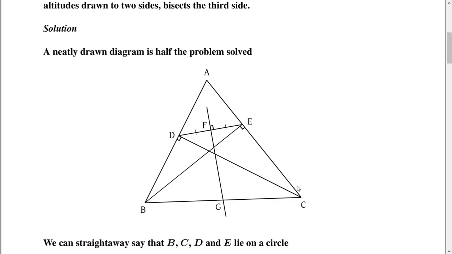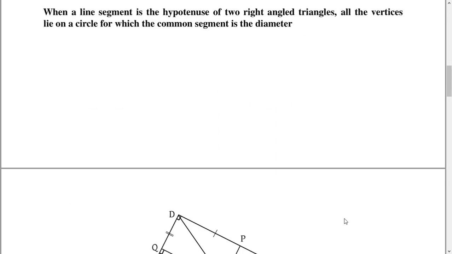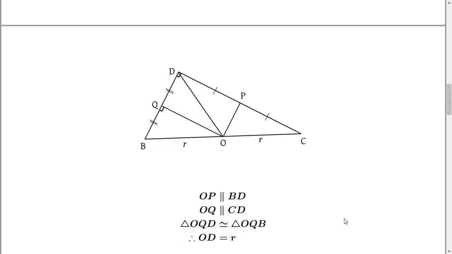So we have two right angle triangles here, BEC and BDC, and both of them have the same hypotenuse. So whenever you see a line segment which is the hypotenuse of two right angle triangles, then all the vertices would lie on a circle and the hypotenuse would be the diameter of the circle. Let's see how we prove that.